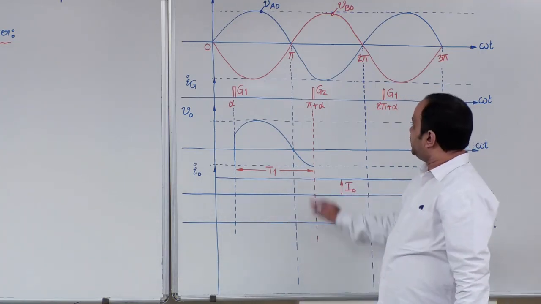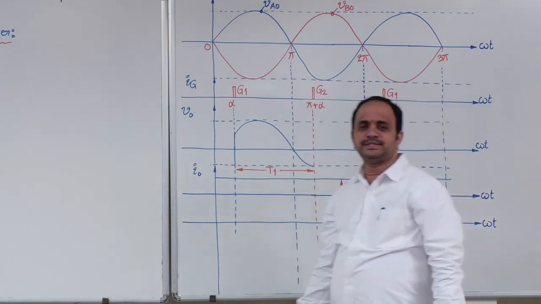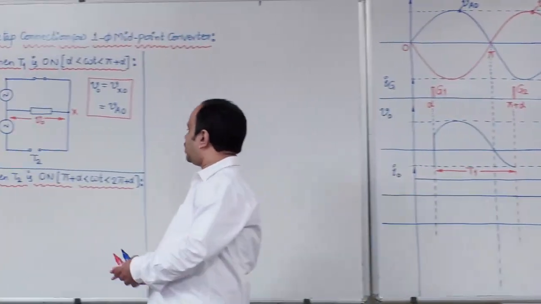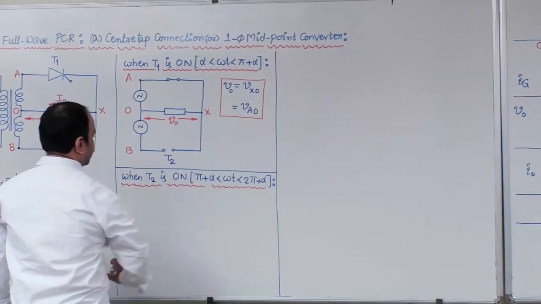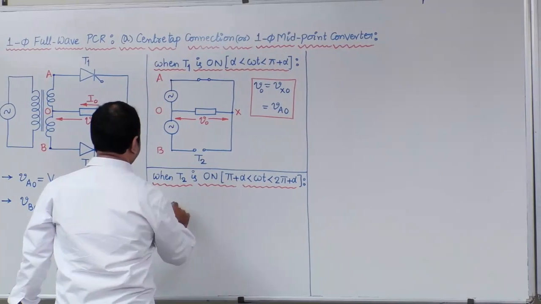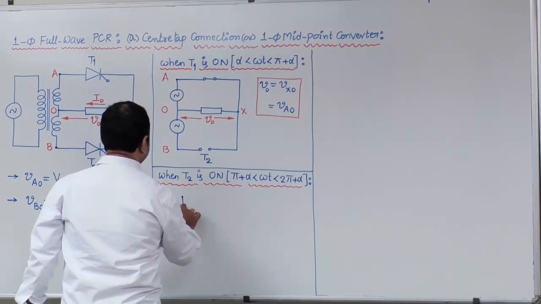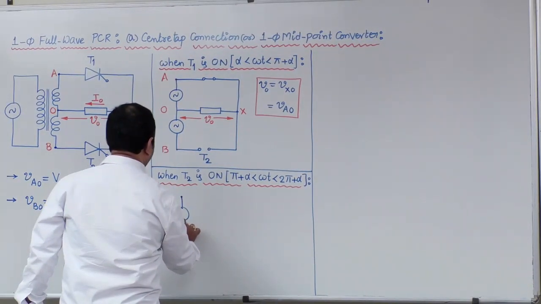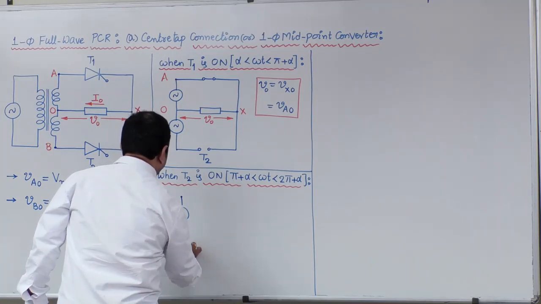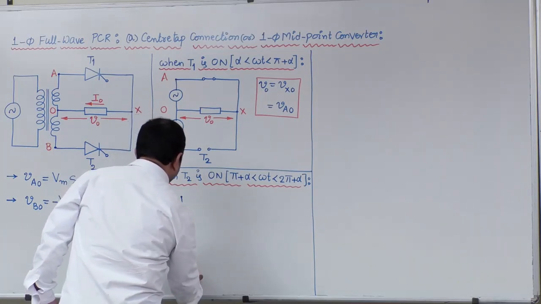Next, at pi plus alpha, T2 is triggered. So what is the equivalent circuit? Let us see that, in the second half. So this is one source VAO and this is the second source, that is VBO.